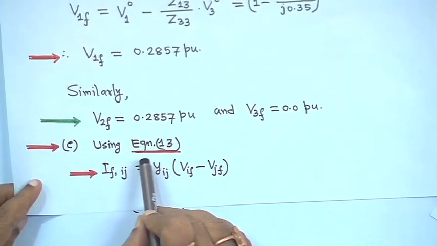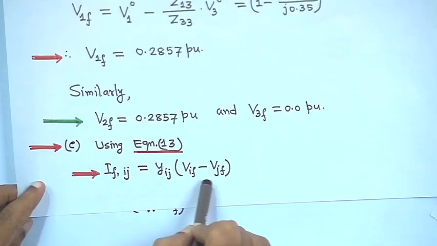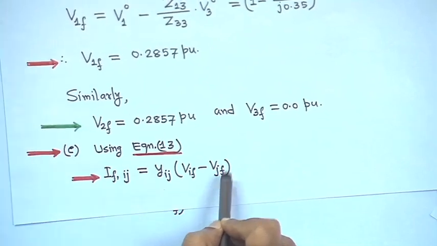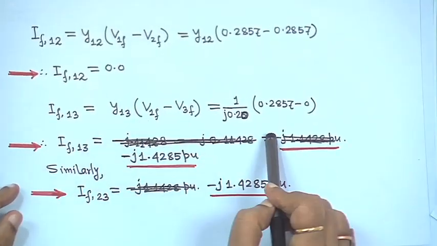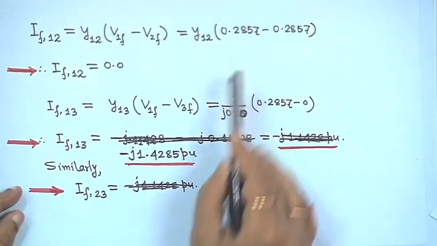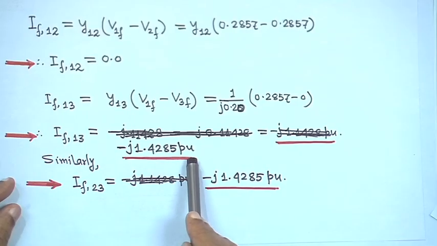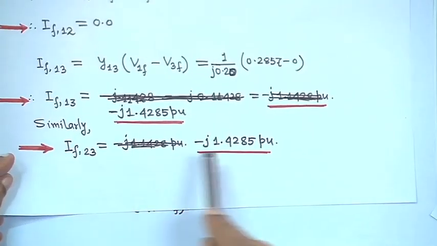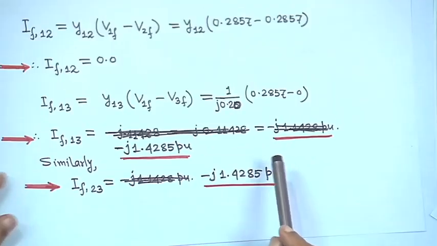Now, using equation 13, Iij is Yij into ViF minus VjF. This is a general thing. Now, i is equal to 1, j is equal to, you substitute all these known values. So, you can get IF12 you will get 0. IF13 you calculate minus j1.4285 per unit. Similarly, IF23 you calculate, you will get minus j1.4285.